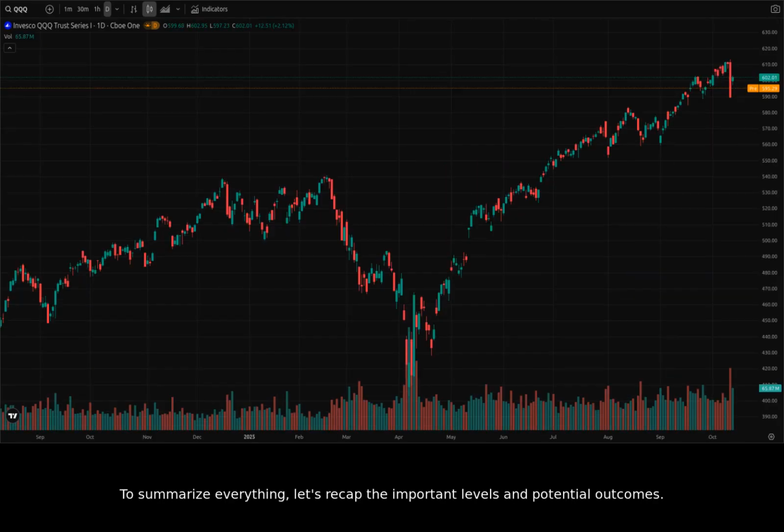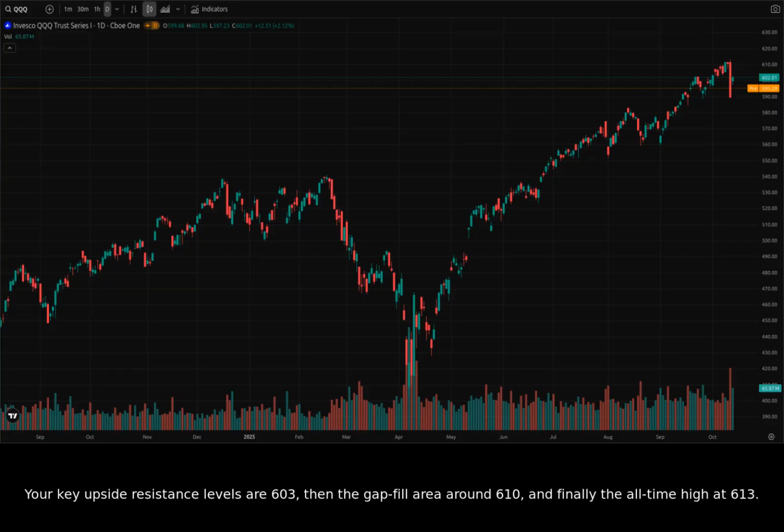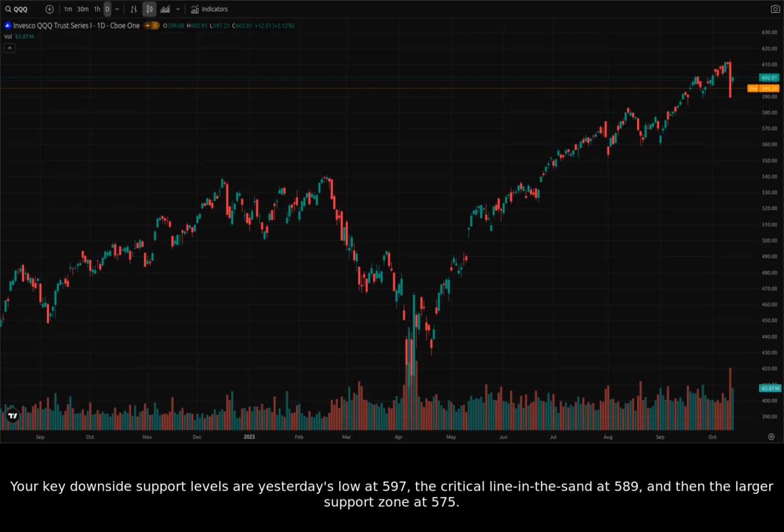To summarize everything, let's recap the important levels and potential outcomes. Your key upside resistance levels are 603, then the gap fill area around 610, and finally the all-time high at 613. Your key downside support levels are yesterday's low at 597, the critical line in the sand at 589, and then the larger support zone at 575.